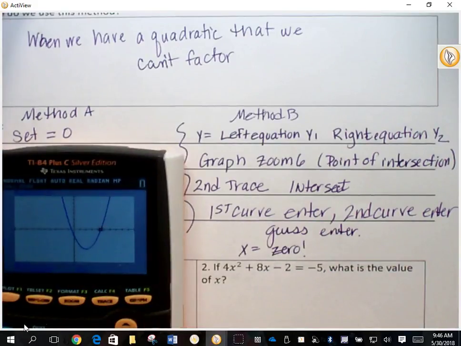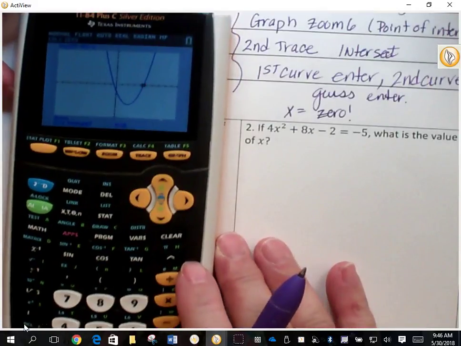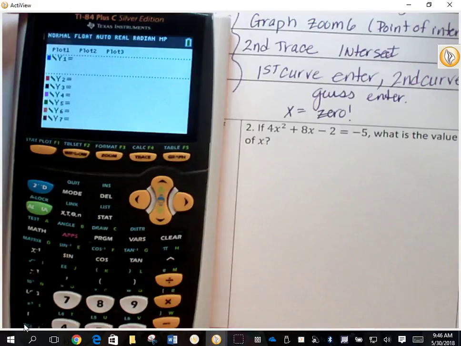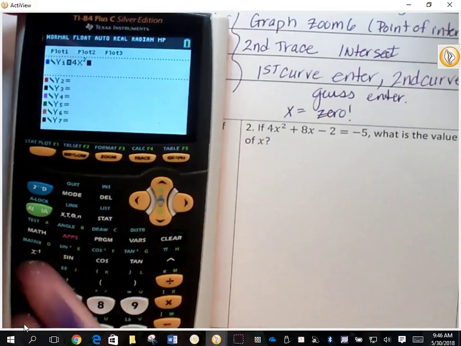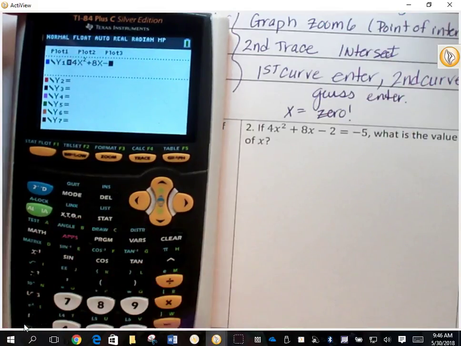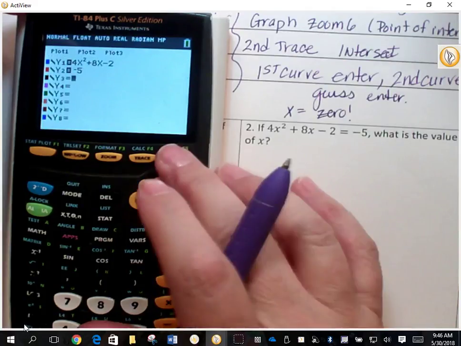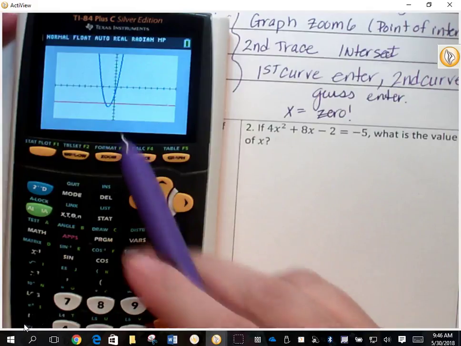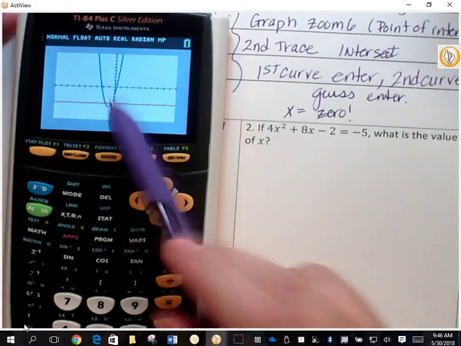Okay? So, trying this the second way, what I'm going to do first is go to y equals, turn off my plots, and clear what's in there. This time I've got 4x squared plus 8x minus 2. That's one graph, and the second graph is negative 5. So when I graph those, I should see two graphs. I just pressed graph because my last window was zoom 6. And I'm looking for where this intersects with negative 5. I do see two intersections. I see one here and one here, so I'm going to have to calculate both.